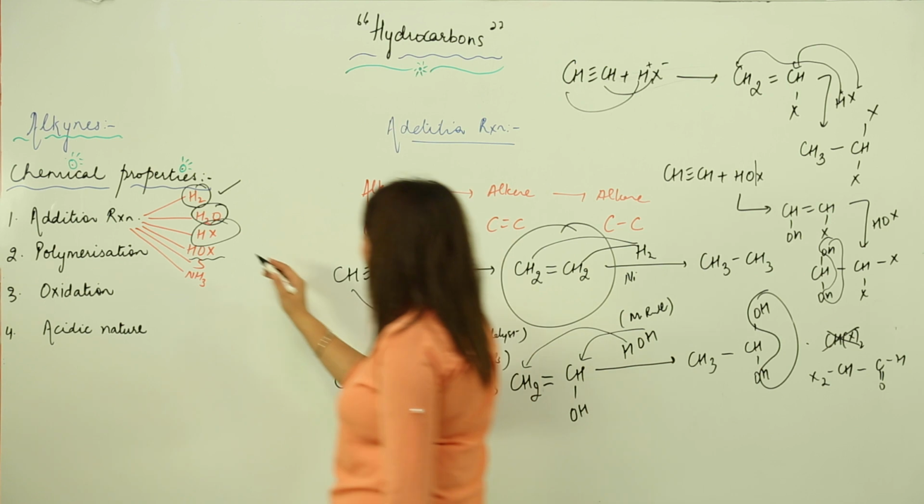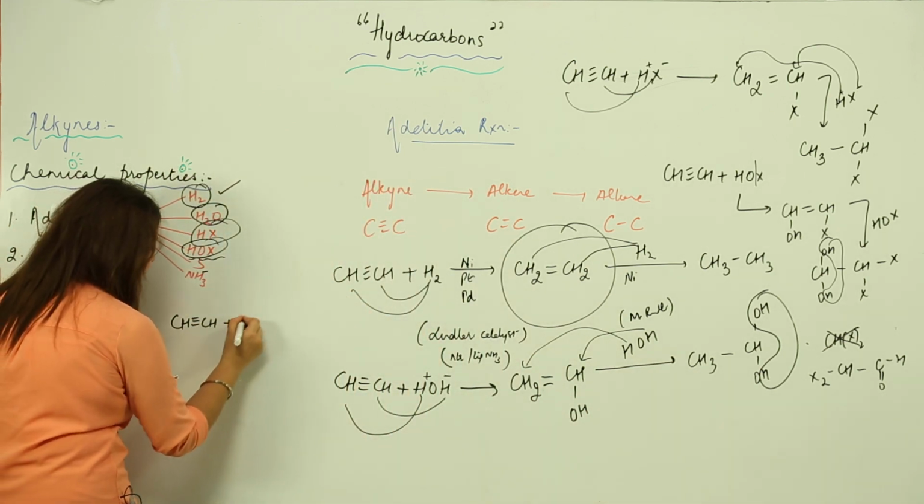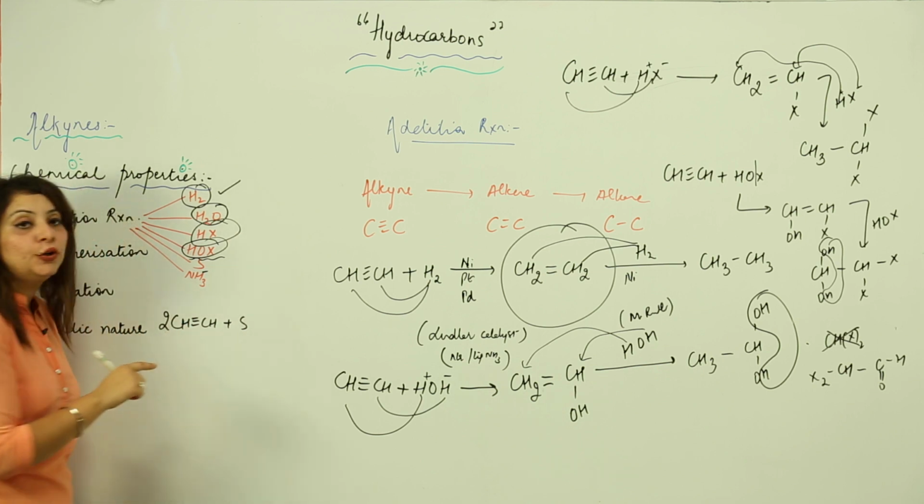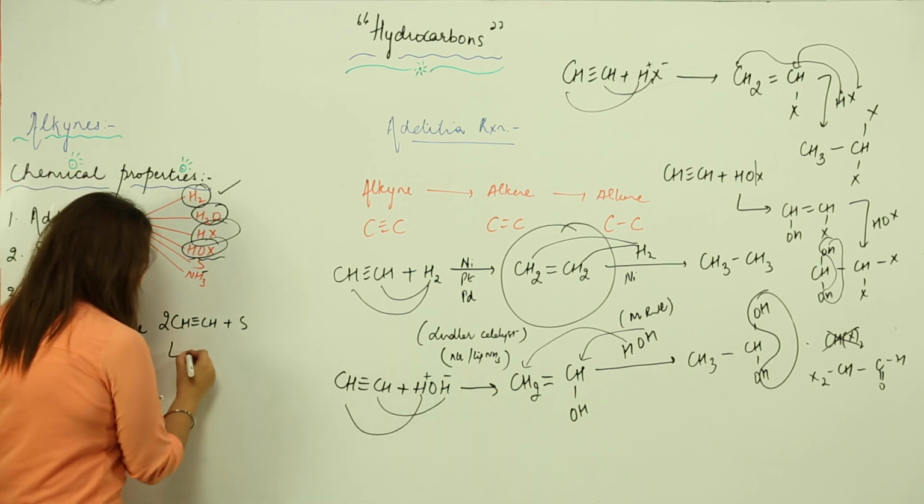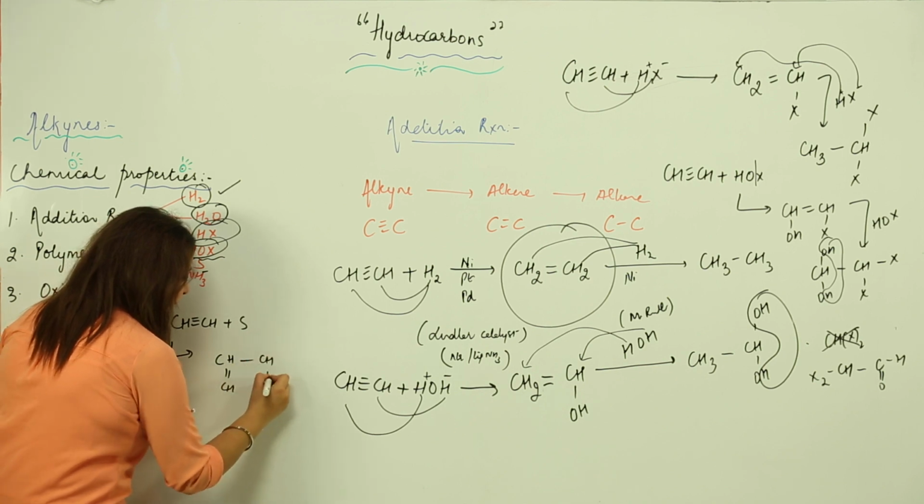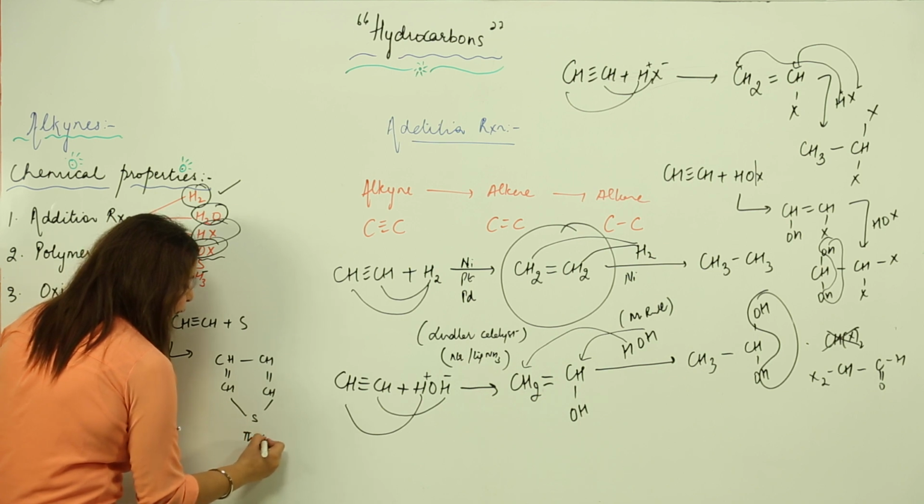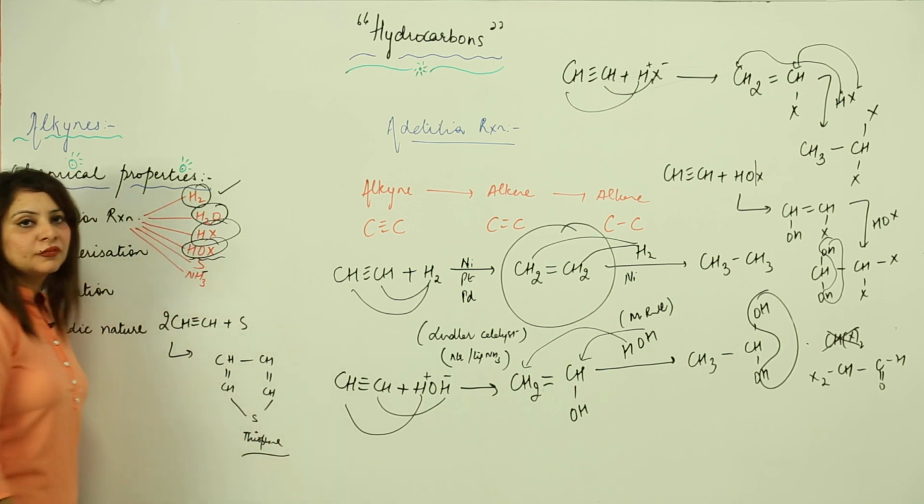Next, I'm adding sulfur. So let's see, this is my acetylene, I'm going to add sulfur. In this case, I'm going to take two acetylene molecules. So it will turn into a famous compound that is called thiophene. So this will be formed.